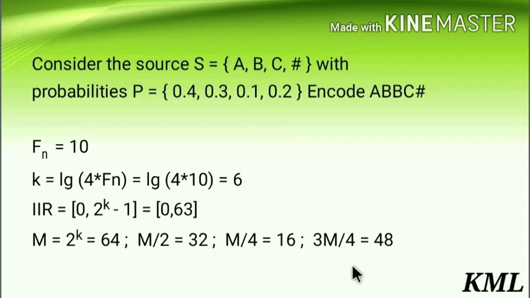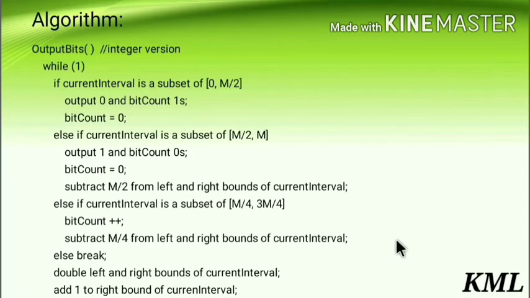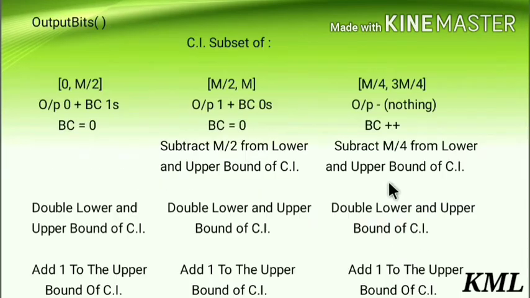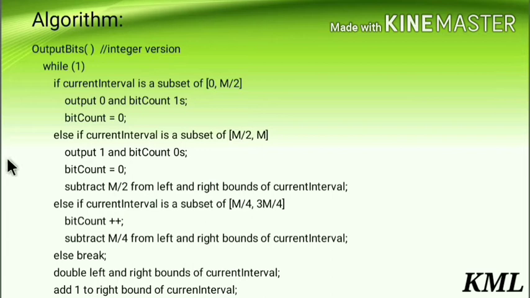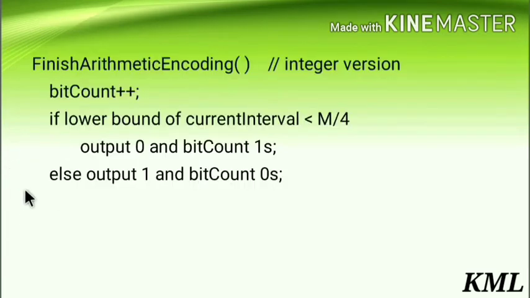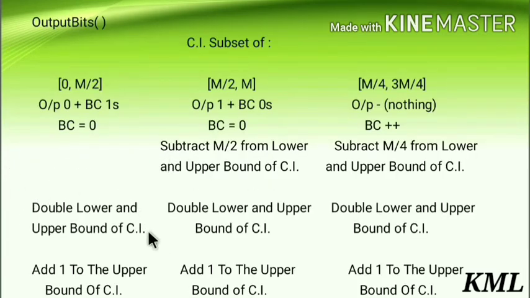Here I have this simplified algorithm, this output bits. This is your basic algorithm. I have simplified it here, just like the floating point one. You have to check the current interval for these three cases. So let's move ahead.